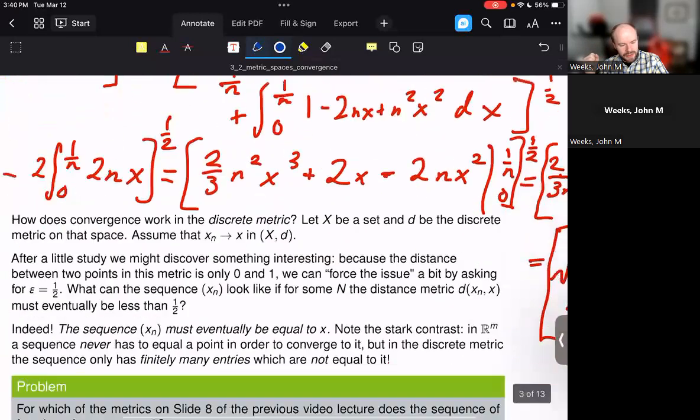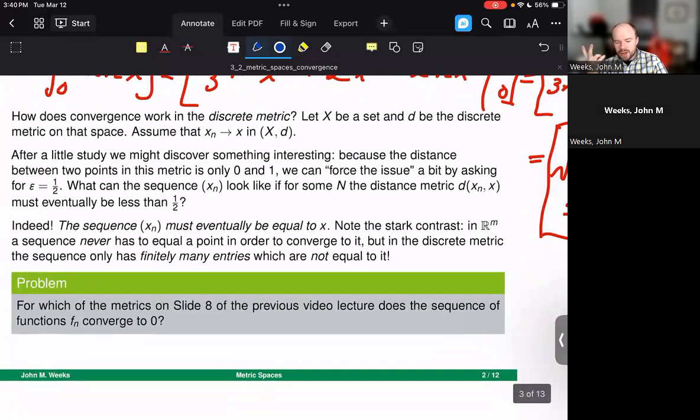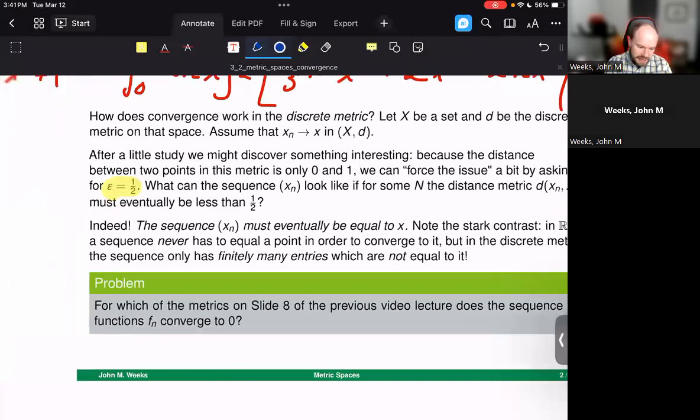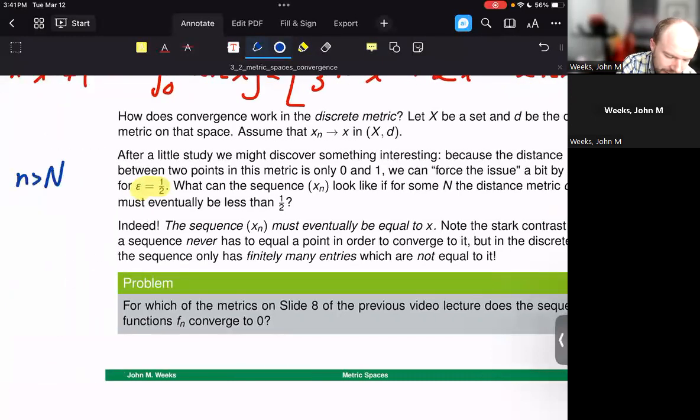And something interesting about the discrete metric is that the discrete metric can only take on values of 0 or 1. So we can kind of force the issue here a little bit and say, okay, let's make epsilon equal to 1/2 for this definition. So we know that there needs to be a cutoff point in this sequence. There needs to be some capital N so that whenever n is greater than capital N, the distance between x sub n and x is less than 1/2.